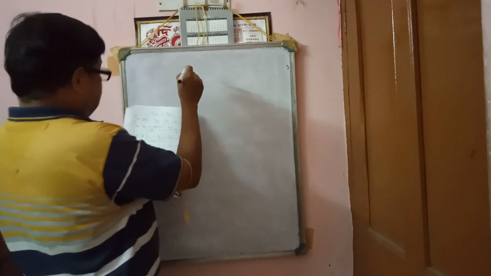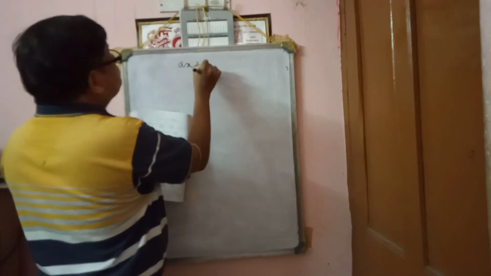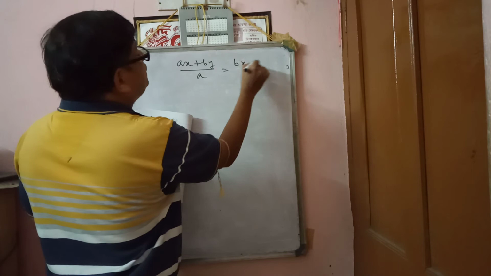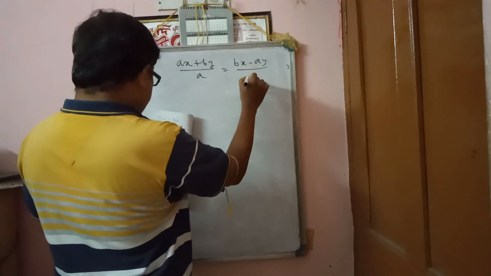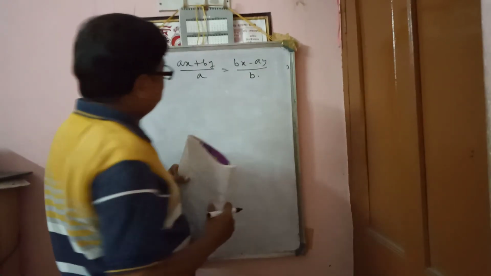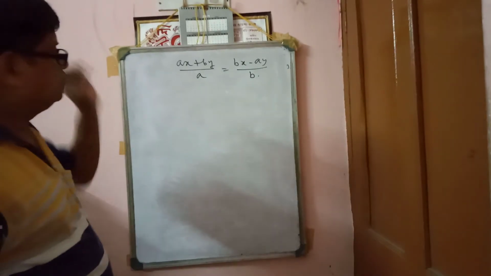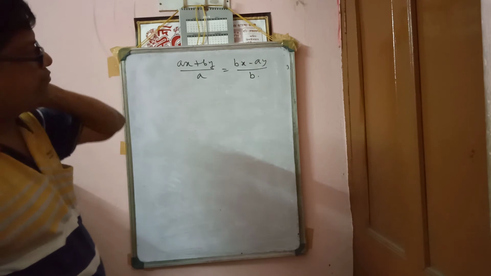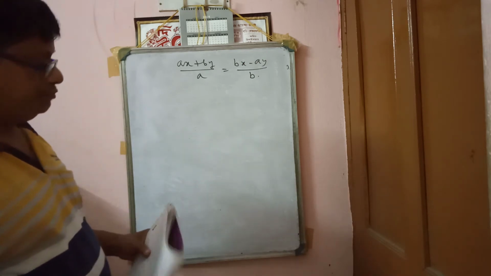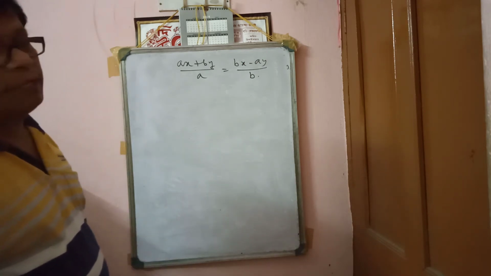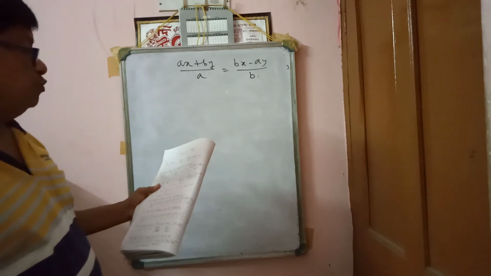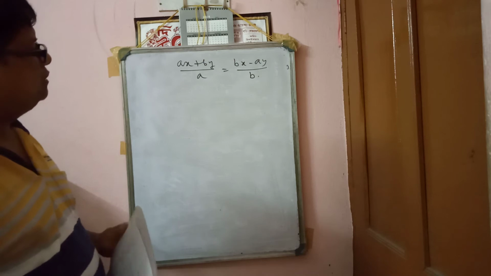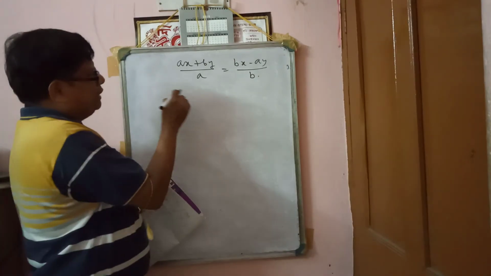Suppose (ax plus by) by a equals (bx minus ay) by b. Okay, (ax plus by) by a equals (bx minus ay) by b. Now prove that each ratio equals x. You just have to cross multiply.